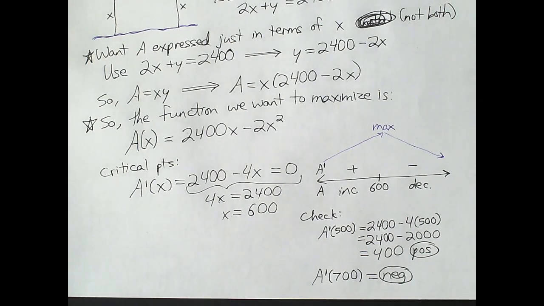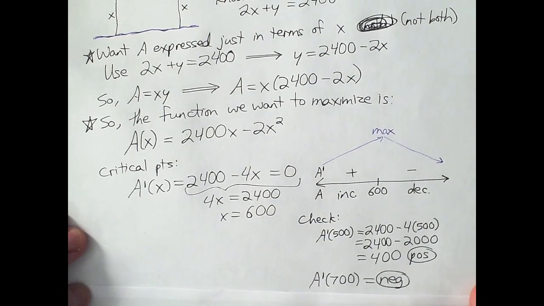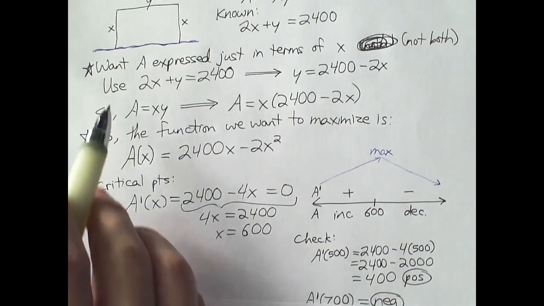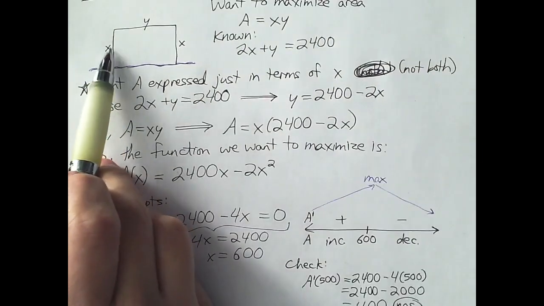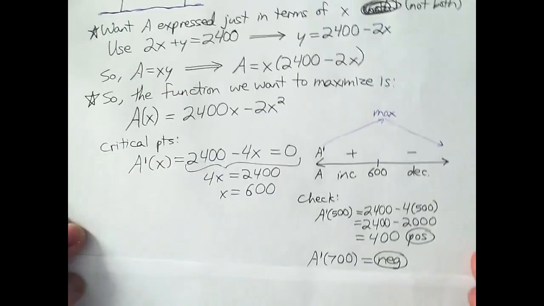So is that the answer, 600? Well, no, not really. I mean, go back and look at the problem. What did it ask us? It says, what are the dimensions of the field that has the largest area? If somebody said, what are the dimensions of a field? You don't just say 600. They would say 600 by what? So we need to find the other dimension. We found x is 600, so we need to find y.